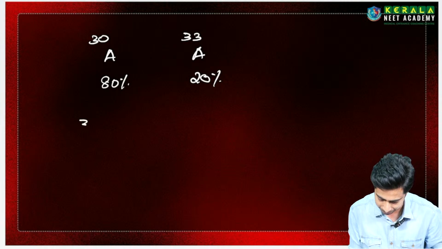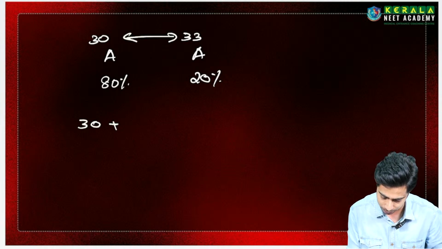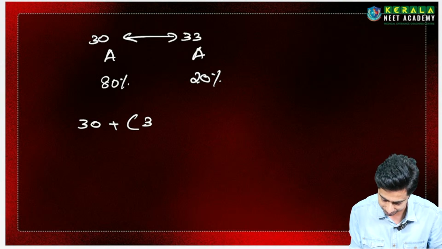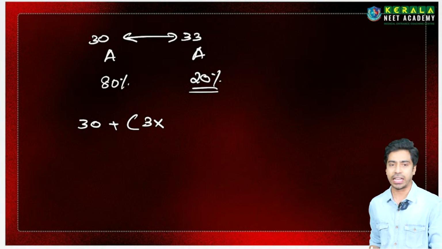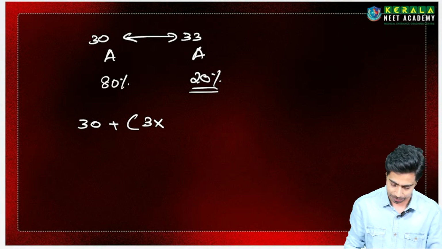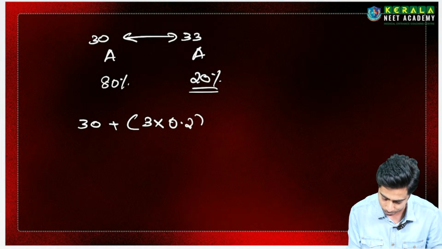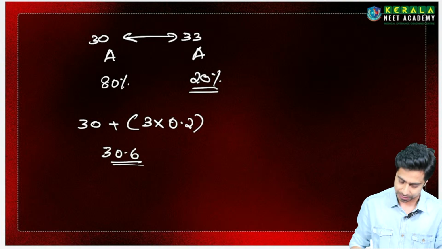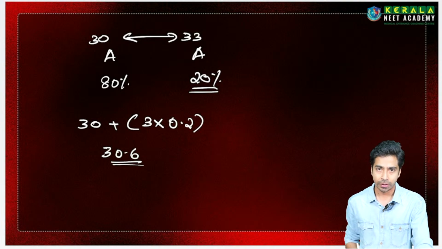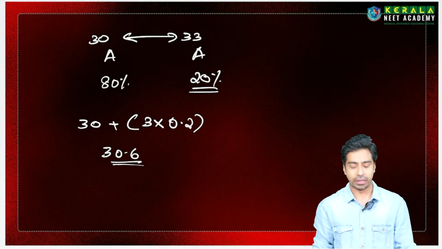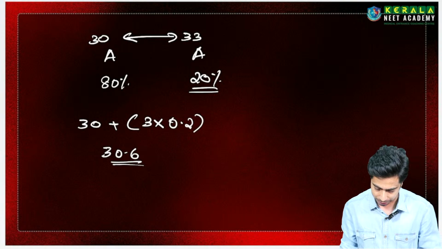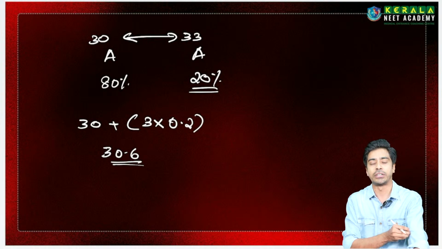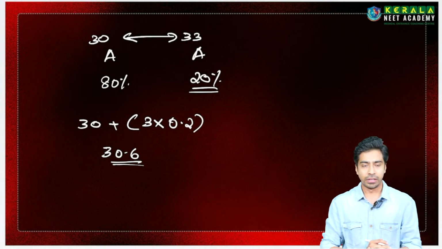The smallest value is 30, plus the difference. The difference is 2, sorry, the difference will be 3, into 20%, since the heavier isotope is 33. 20% is 20 by 100, that's equal to 0.2. So 3 into 0.2 is 0.6. The answer is 30.6. So this is how we are calculating the average atomic mass: 30 plus the difference into the fractional abundance of the heavier isotope. Is it clear? This will be the best method.